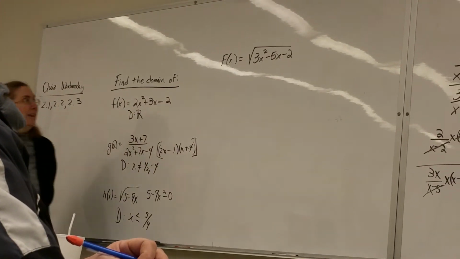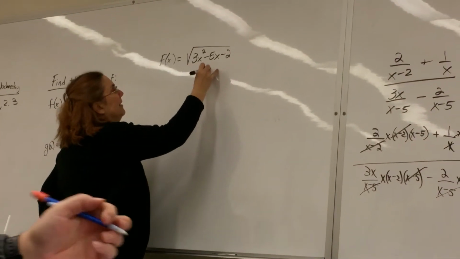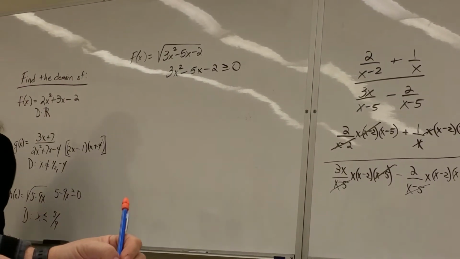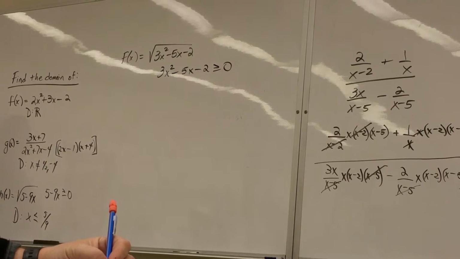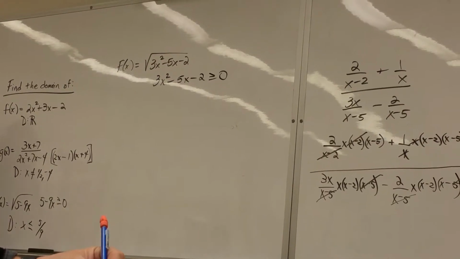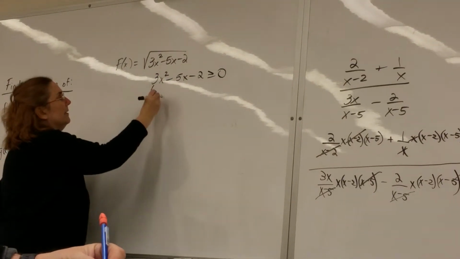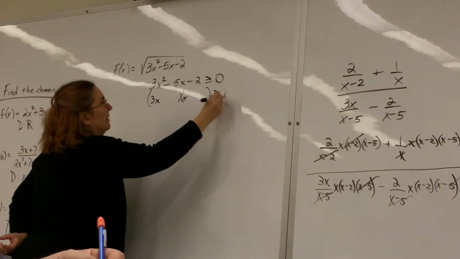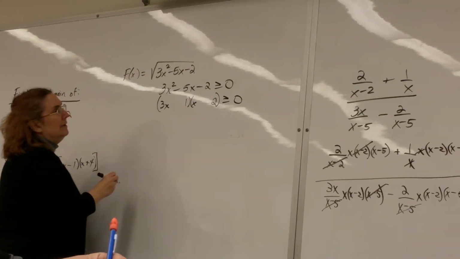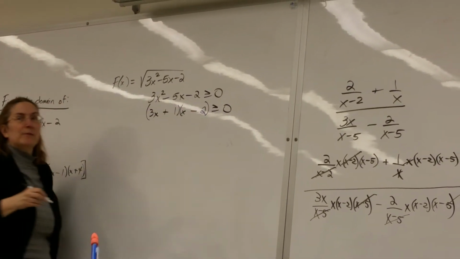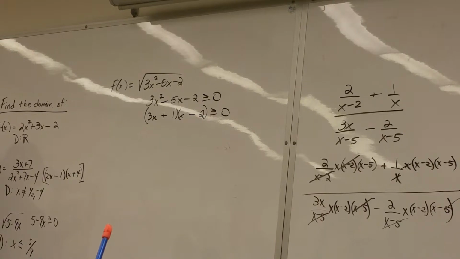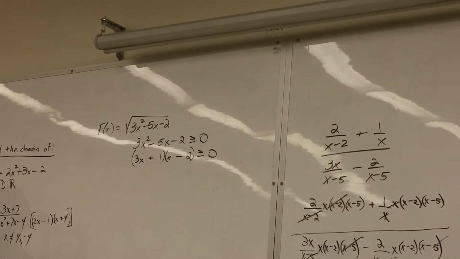All right, so function capital F of x, same idea. Radicand has to be greater than or equal to 0. How do we solve a quadratic inequality? What do we do first? Factor. How does it factor? X minus 2 and 3x plus 1 will give us the -5x in the middle. Now what? Can't equal 1, 3.